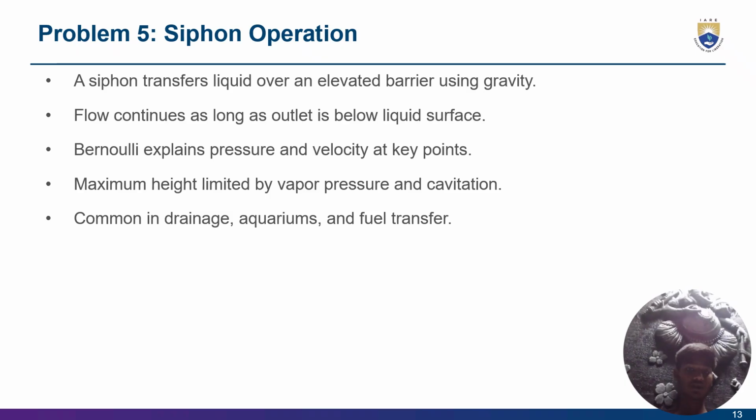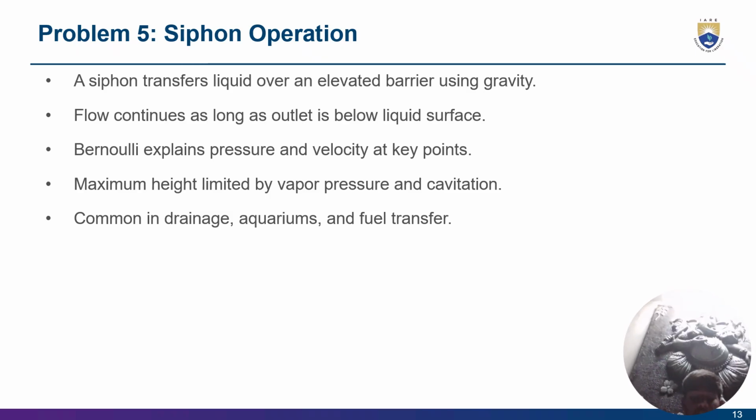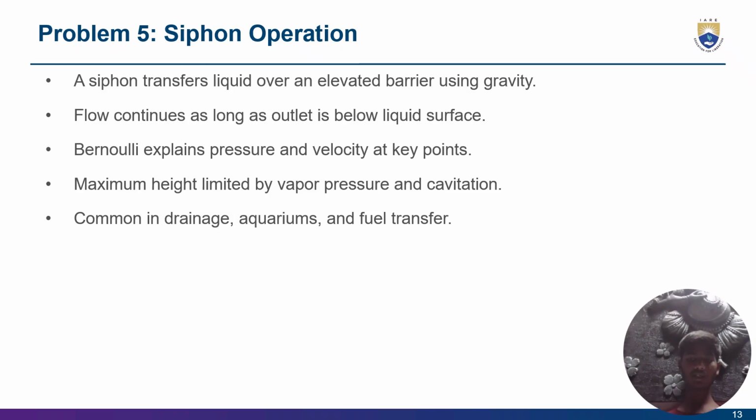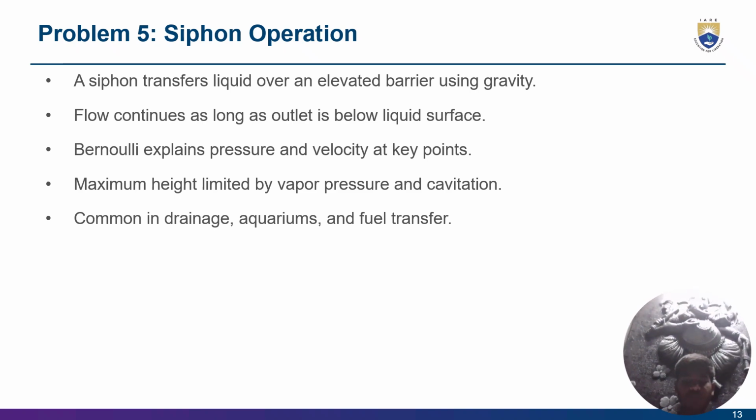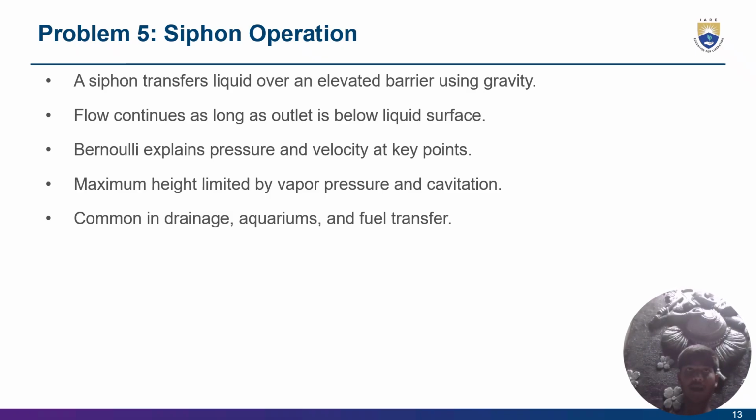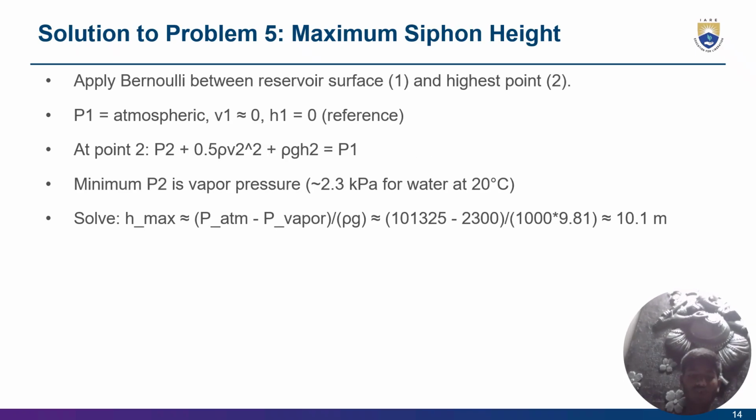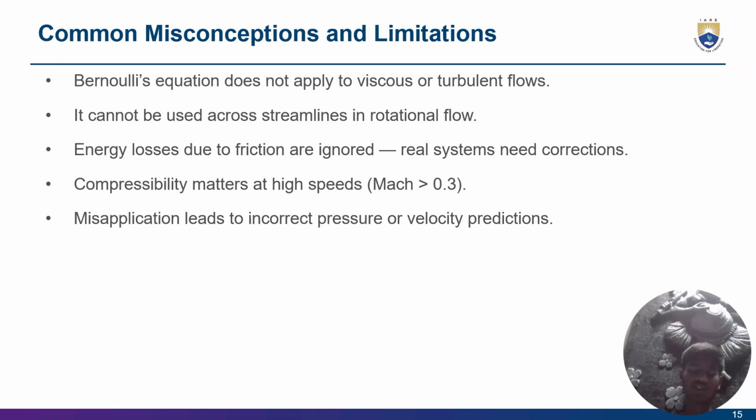Next, the siphon. A siphon transfers liquid over an elevated barrier using gravity, continuing as long as the outlet is below the liquid surface. Bernoulli explains pressure and velocity at key points; the maximum height is limited by vapor pressure and cavitation. A common drainage problem: apply Bernoulli between the reservoir surface 1 and the highest point, with P1 equal to atmospheric, v1 equal to 0, h1 equal to 0.